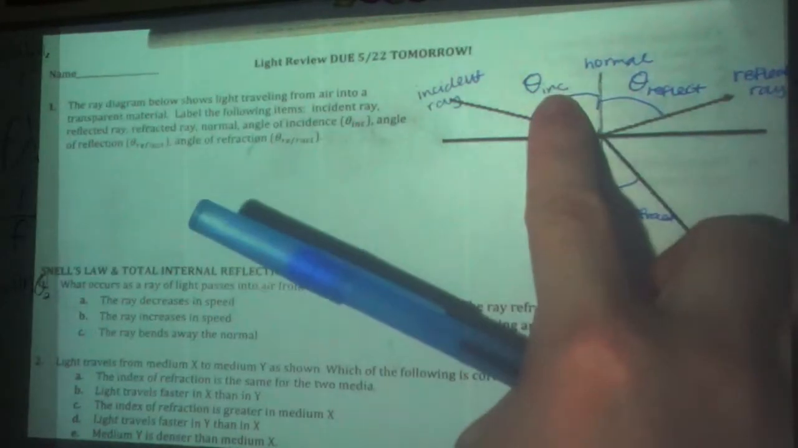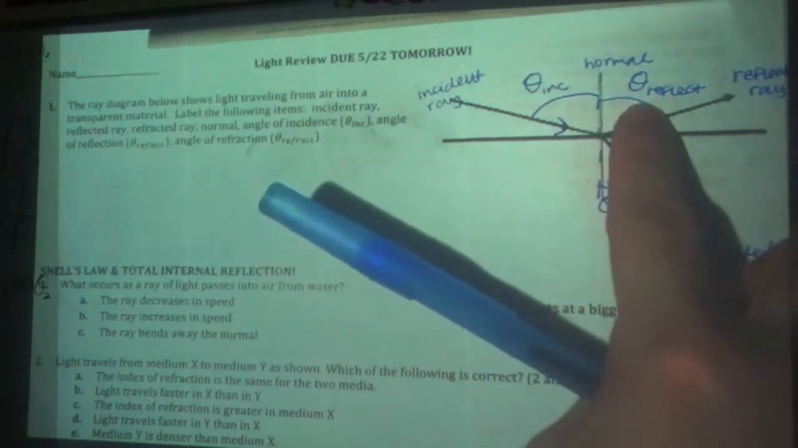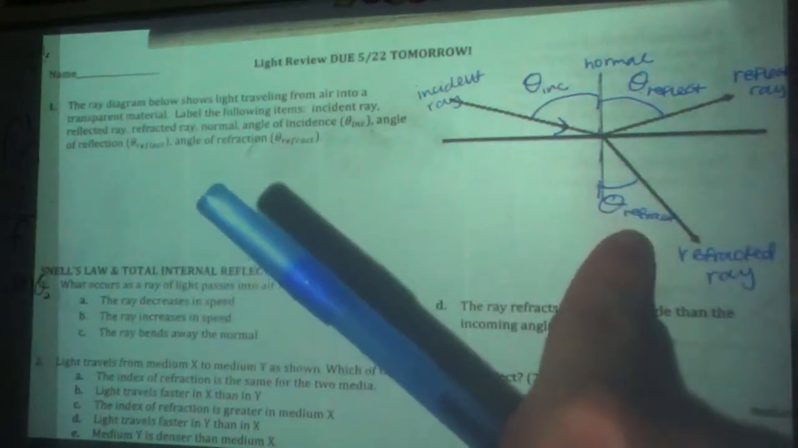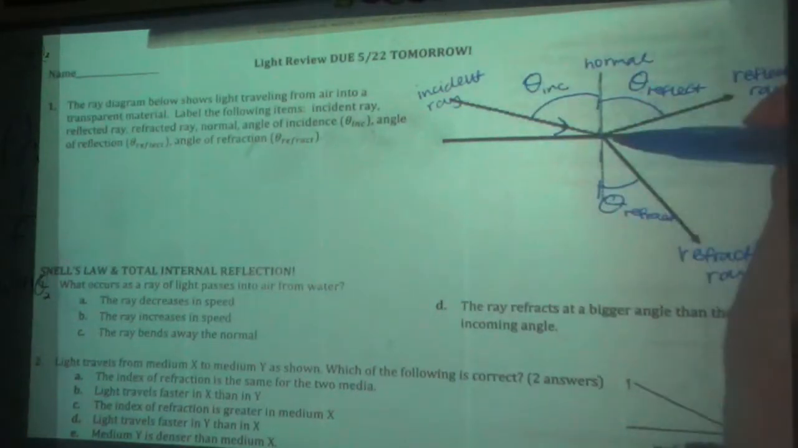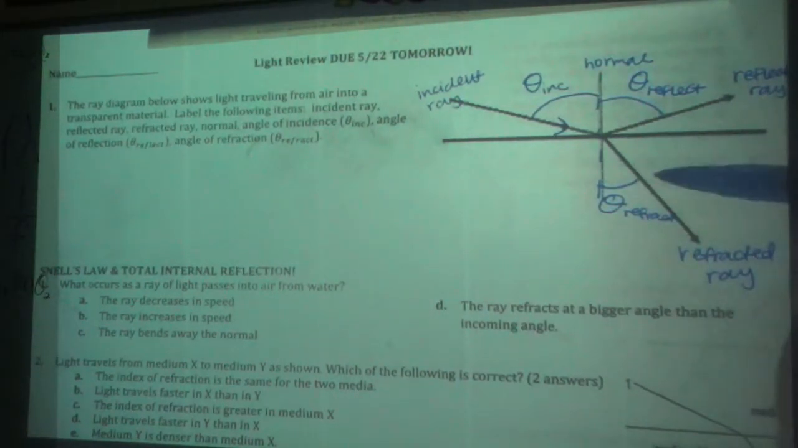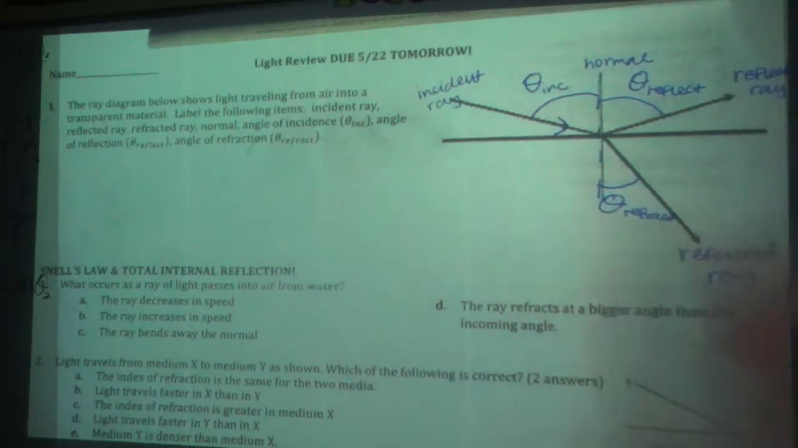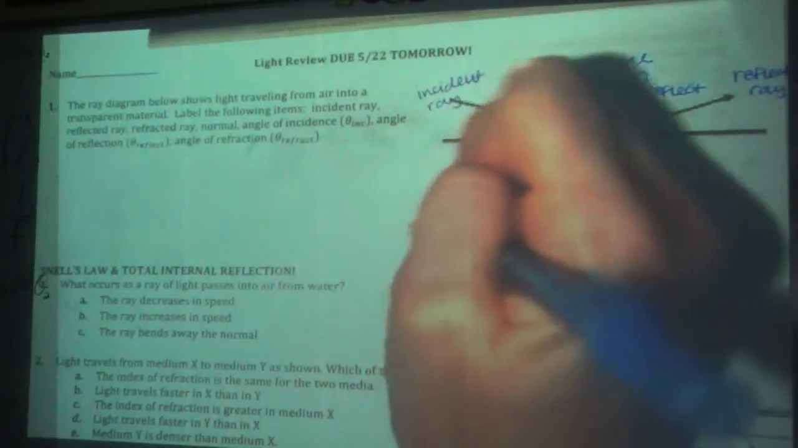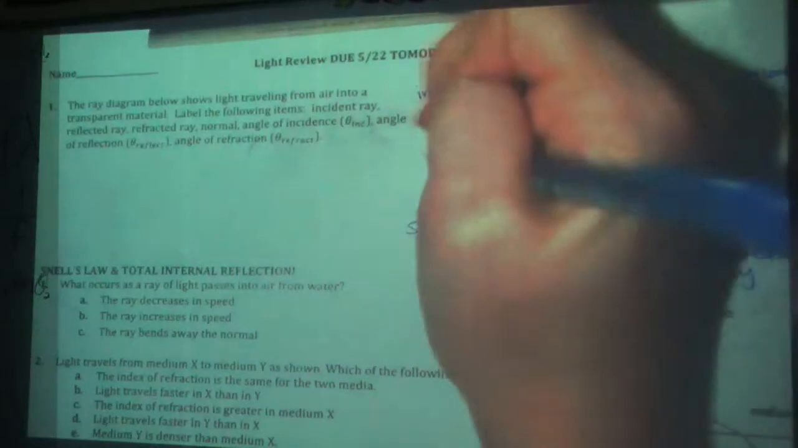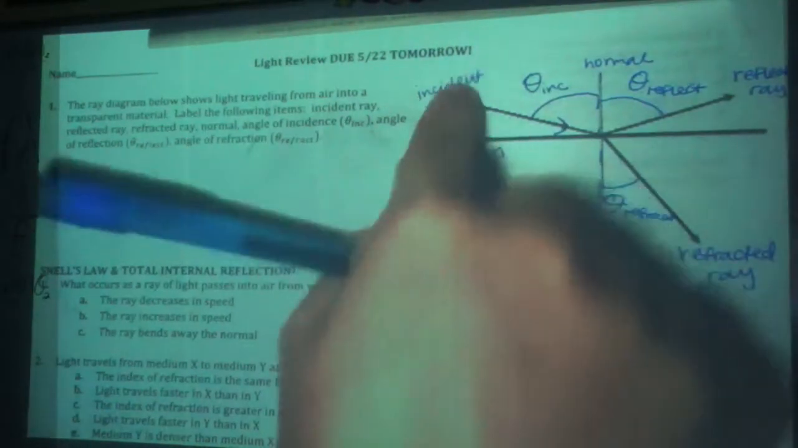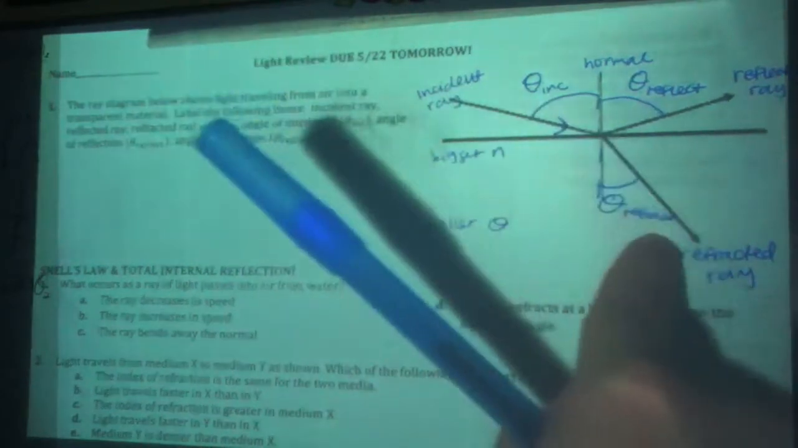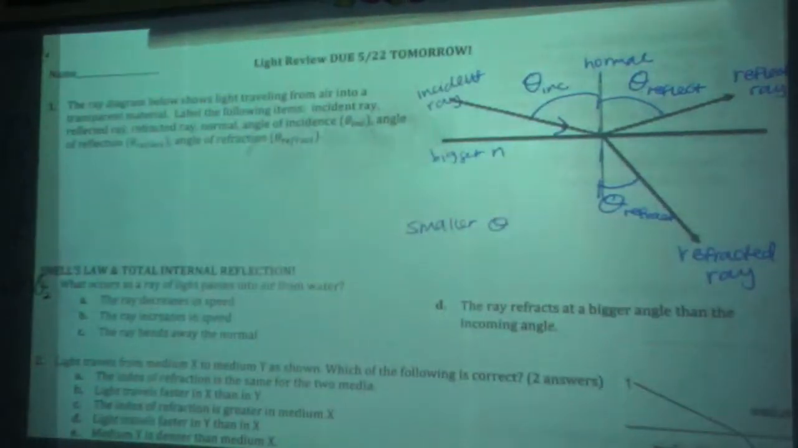Notice that these two angles are equal, so the angle of incidence will always be equal to the angle of reflection. Your refracting angle is not the same. This is a smaller angle, right? It's going through, and then instead of continuing on the way it was, it bent inwards. It has a smaller angle. It didn't ask this, but because we are getting a smaller angle on this side, that means this side has a bigger n, a bigger index of refraction than the other side. Because the angle got smaller, that means we're going into a bigger n.